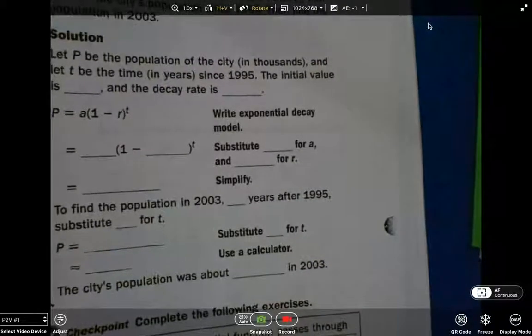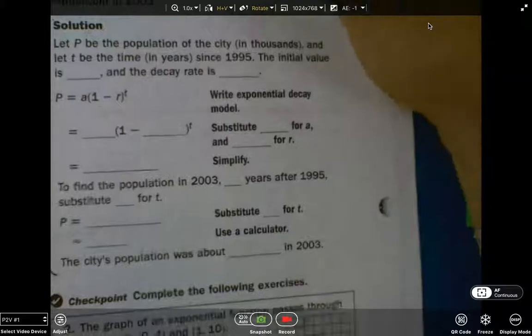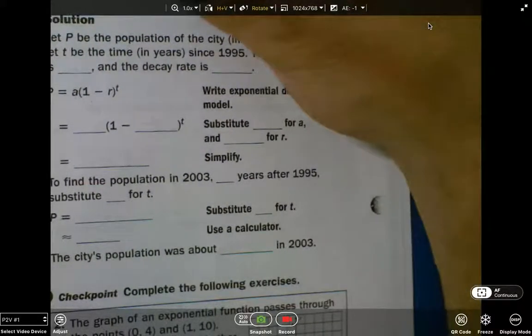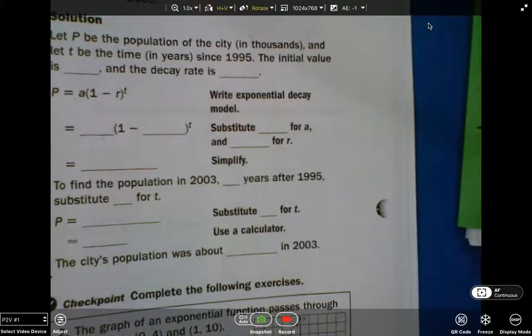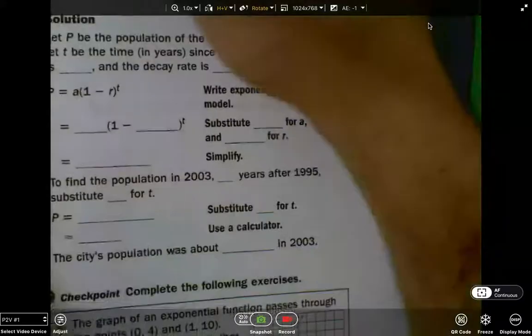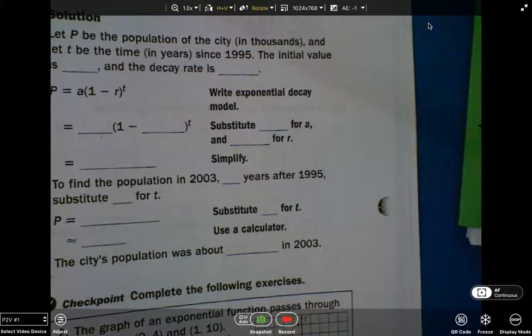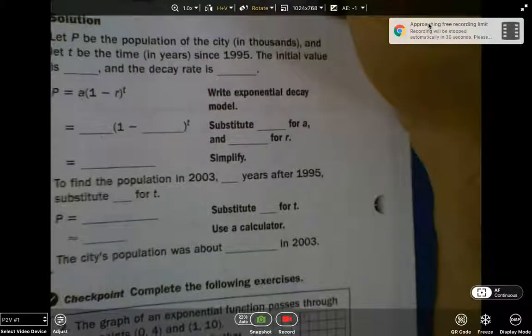If you read this example carefully, you'll see that the population in a city was decreasing, so that's the decay model, from 1995 to 2003 by 1.5%. And then there were initially 357,000 people. It says write a function that models the city's population.